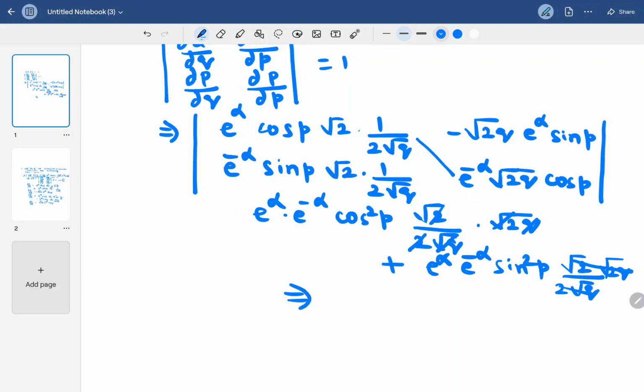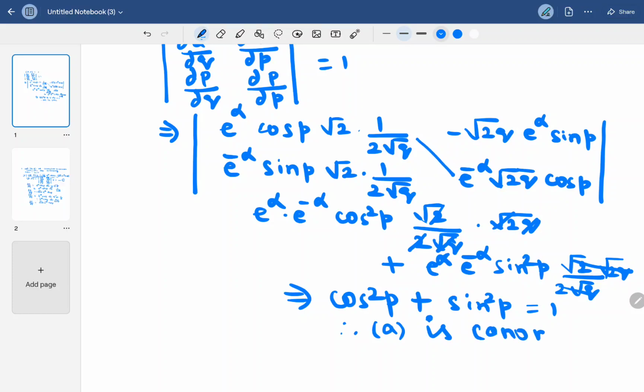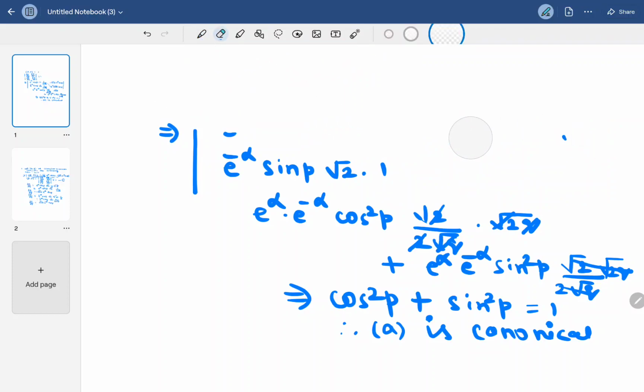The answer is cos square p. Similarly, e power alpha, e power minus alpha, if you take the product, these two will get cancelled. Remaining term sin square p. Cos square p plus sin square p is equivalent to 1. Therefore, option A is canonical. The transformation A is canonical. I am proving the concept by using Poisson bracket. Similarly, I am going to prove B and C, whether they are canonical or not.